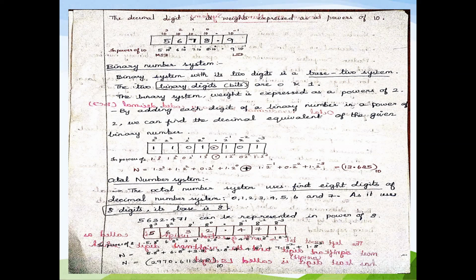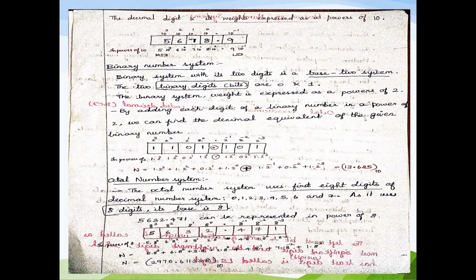For example, see this example: 1101.101. How this can be converted into decimal follows the same rule: the base of that binary system to the power of its position. So 2 power 0, 2 power 1, 2 power 2, 2 power 3, and next to the decimal point we will have 2 power minus 1, 2 power minus 2, 2 power minus 3. Everything has to be multiplied and finally summed up, and this will result in the value of 13.625 to the base of 10, which is a representation in terms of the decimal.